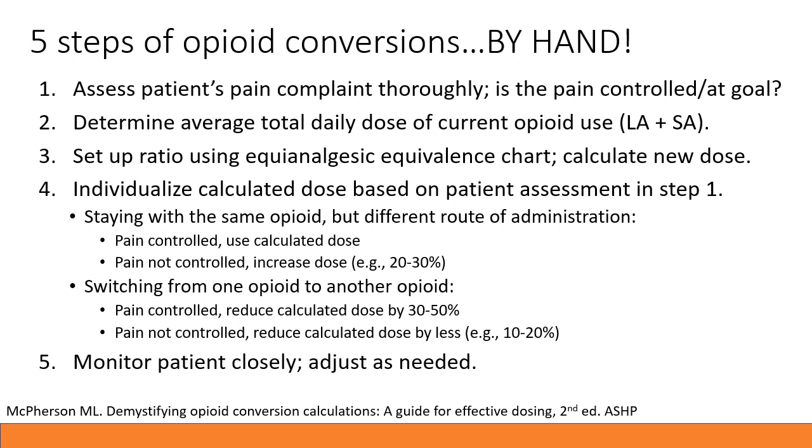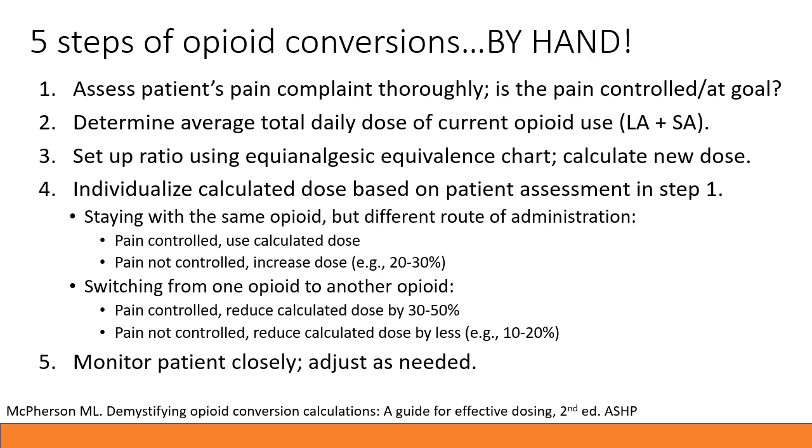Well, these are the 5 steps that I promote in doing an opioid conversion calculation. Number one, assess the patient's pain complaint thoroughly. Is the pain controlled or at goal? Determine the average total daily dose of current opioid being taken, long acting and short acting. If you have no idea how much short acting the patient is taking, don't include it in the calculation. You set up a ratio using an equianalgesic equivalence chart, which I'll show you on the next slide, and then you do the ratio and calculate the new dose.